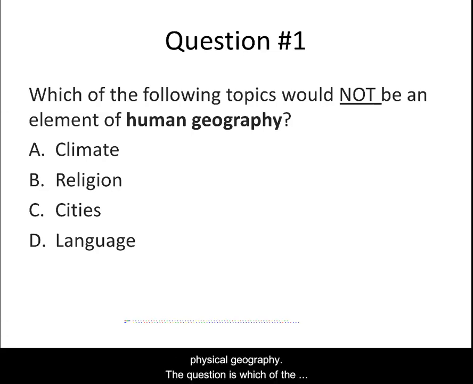So here's our first question, recapping the different types of maps and looking at human geography versus physical geography. The question is, which of the following topics would not be an element of human geography? So take a moment. How would you answer that? Which one of those four options is not something that is created by humans?